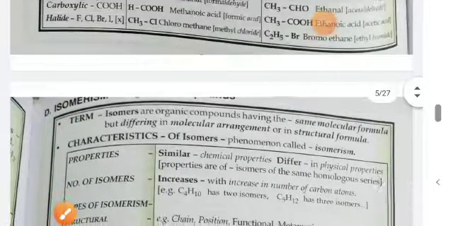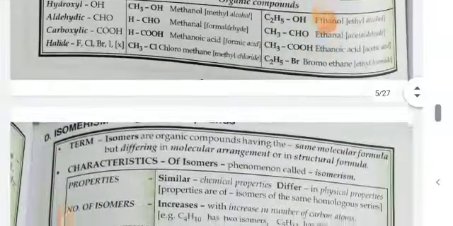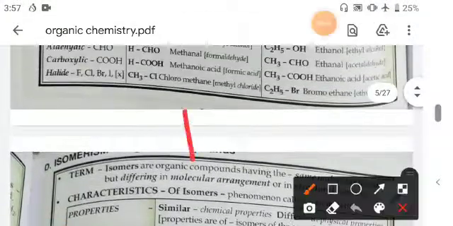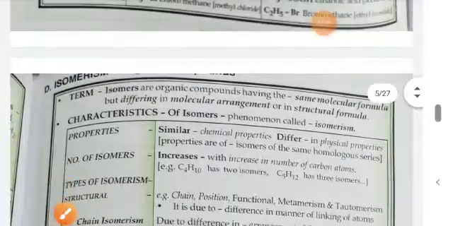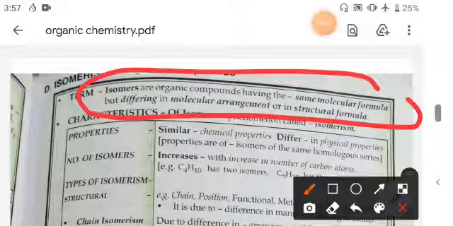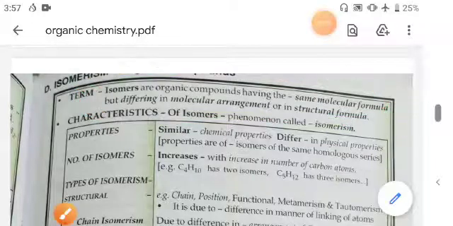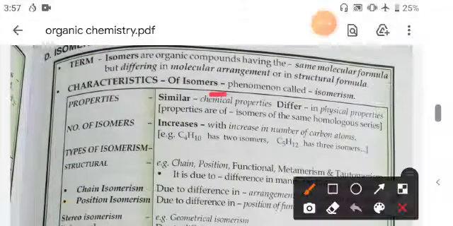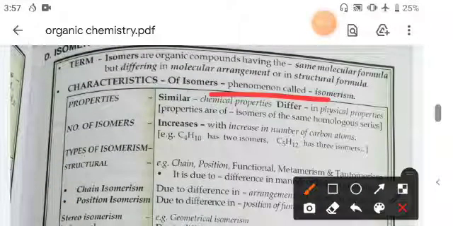Now the term isomers: organic compounds having the same molecular formula. So what are isomers? Isomers are organic compounds which have the same molecular formula but differ in molecular arrangement or in structural formula. That means the compounds which have the same molecular formula but different structural formulas are called isomers. This phenomenon is called isomerism.